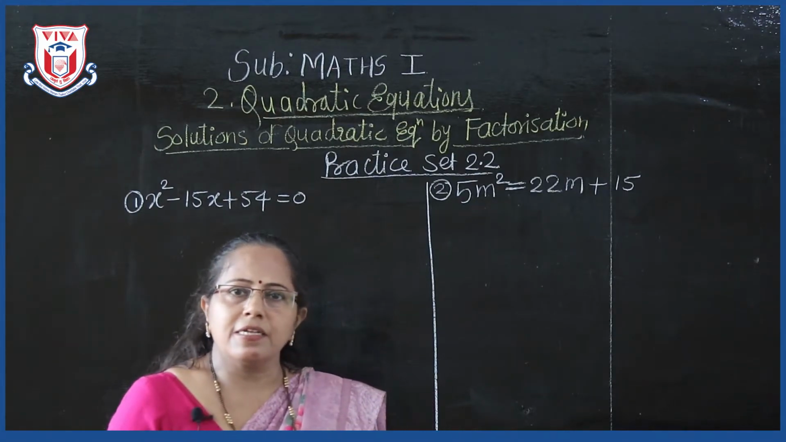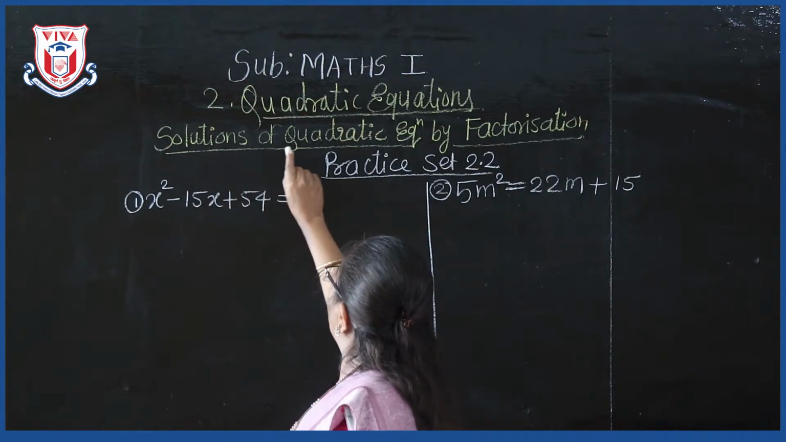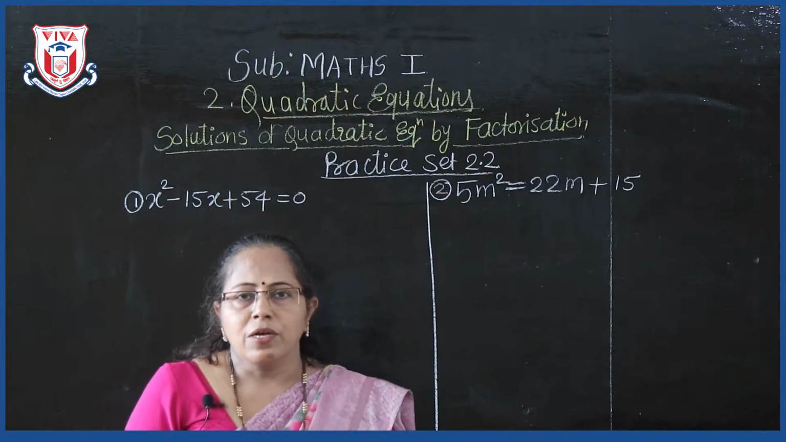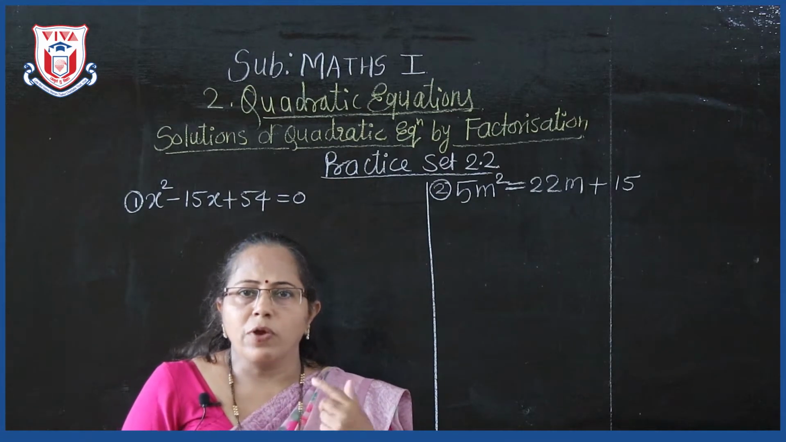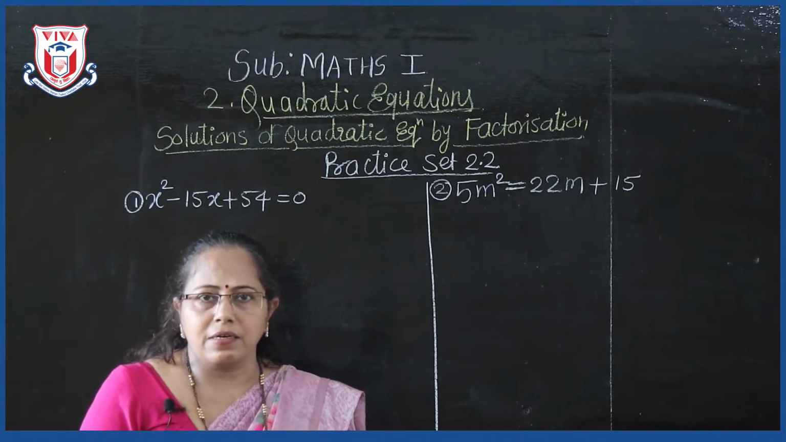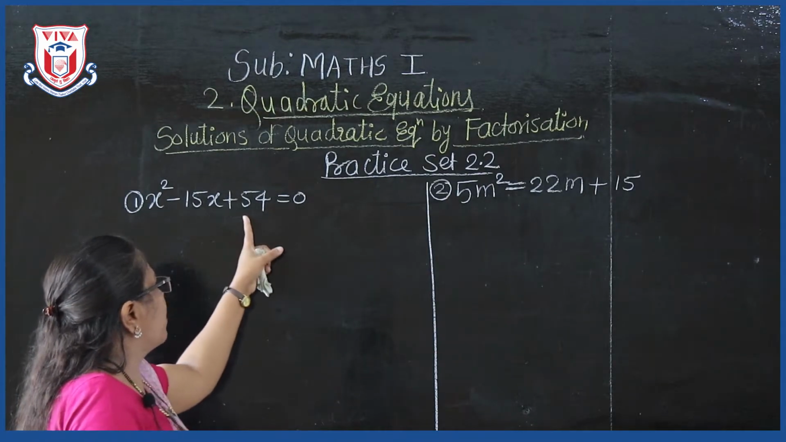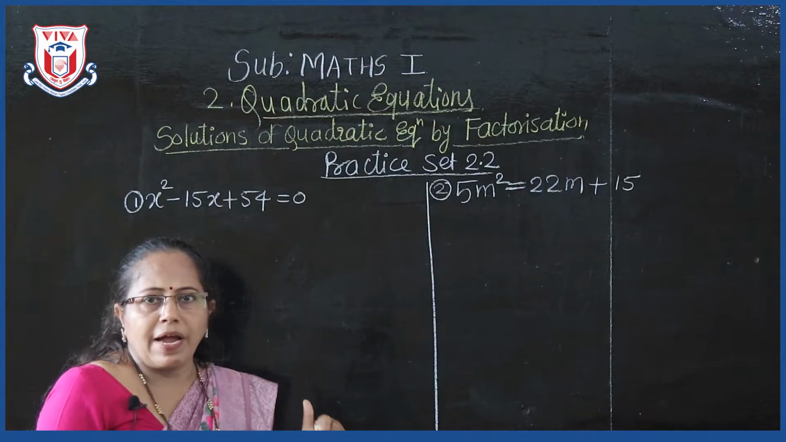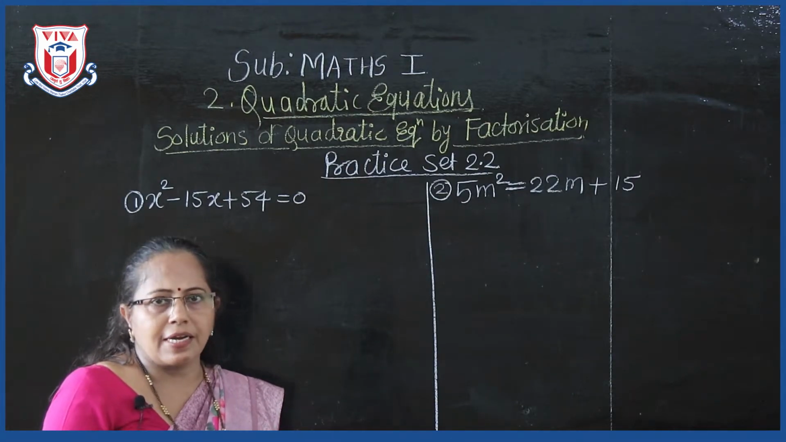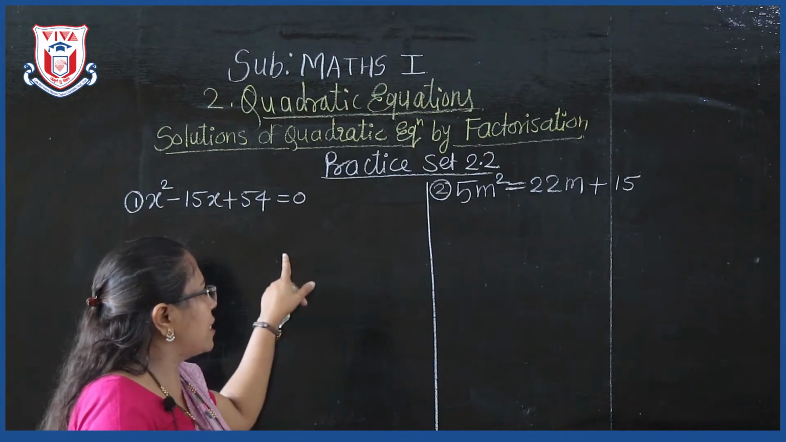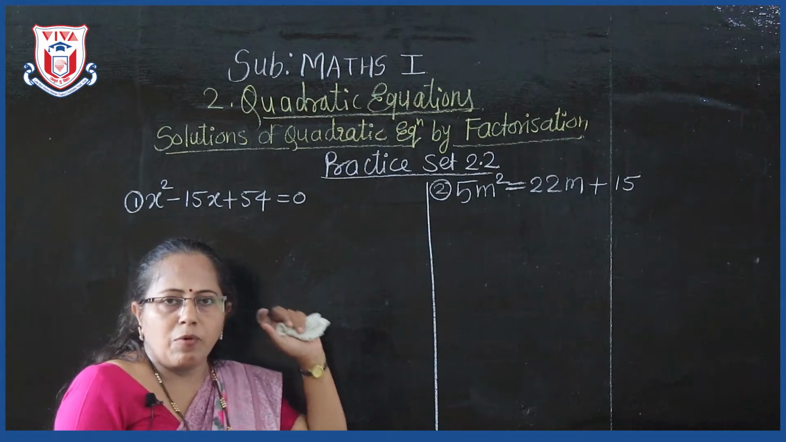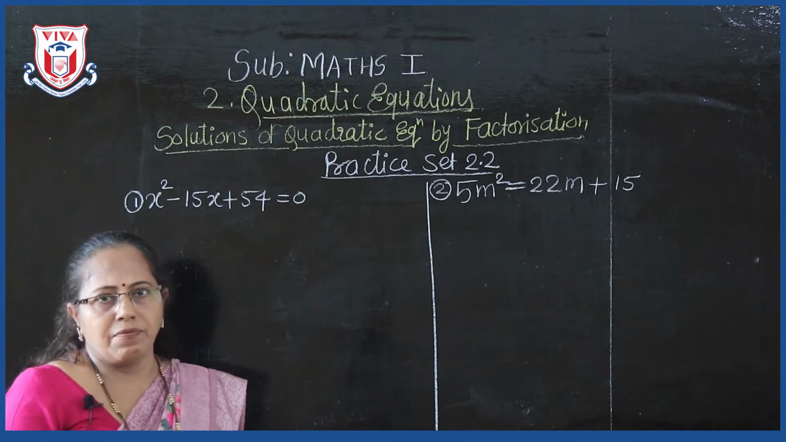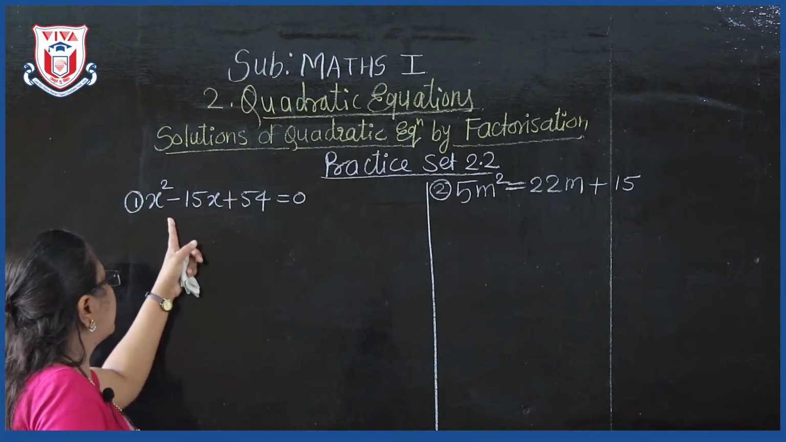From those methods, let us first see solutions of quadratic equations by factorization. In this method, what we have to do is find the linear factors of this quadratic trinomial, and then we can find the roots of the equation. How to find the linear factors, we already studied in 9th standard, so we will revise this while solving the equation. The most important thing is that the equation should be written in standard form. So let's see the first equation.